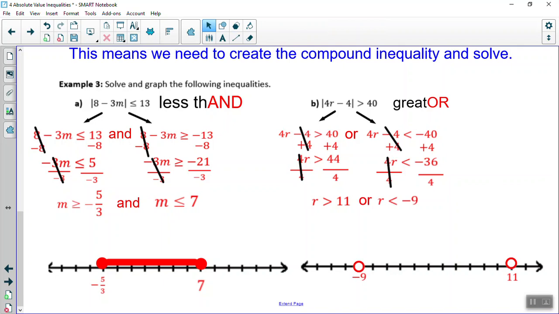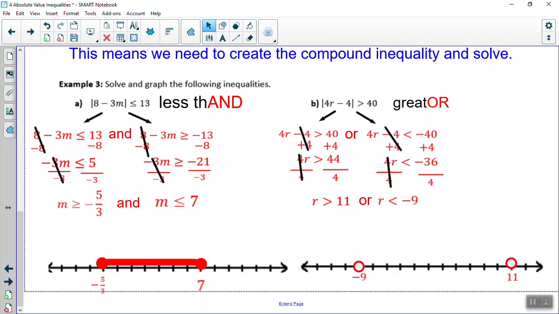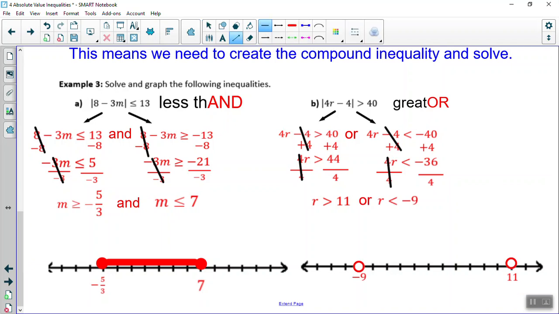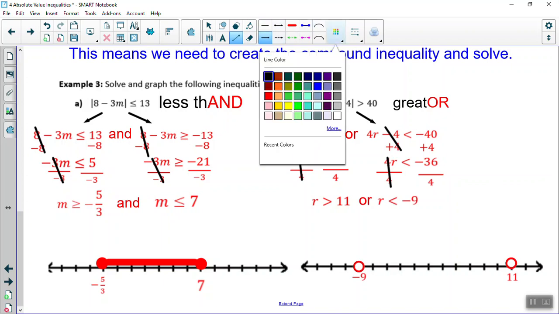All right, it's or. So when we go to graph, they're going to look like a set of boat oars. That means they're going to go in opposite directions. So this one, my negative 9, is going to go to the left. If I can find it. Where did that graph go? All right, we'll draw that one in. So it's going to go to the left.